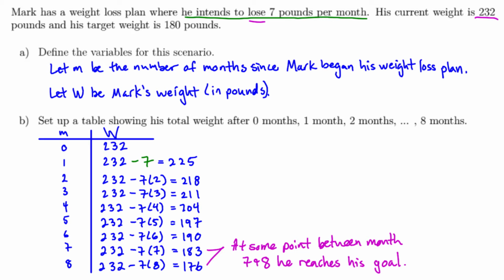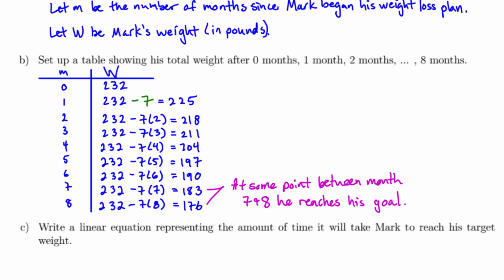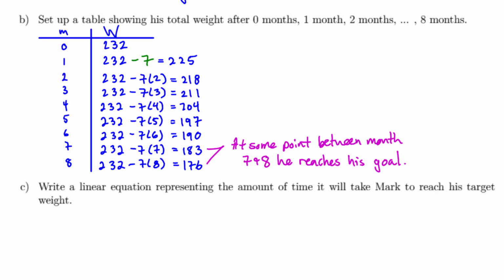Okay, so the last thing that we want to do here is write an equation that models this scenario. So the amount of time, we know it's between 7 and 8. We don't know exactly what it is. And later we'll look at solving equations like this to find out exactly when it would occur. So we want to write a linear equation representing the amount of time it will take Mark to reach his target weight. So his target weight, we know from that scenario, is 180.